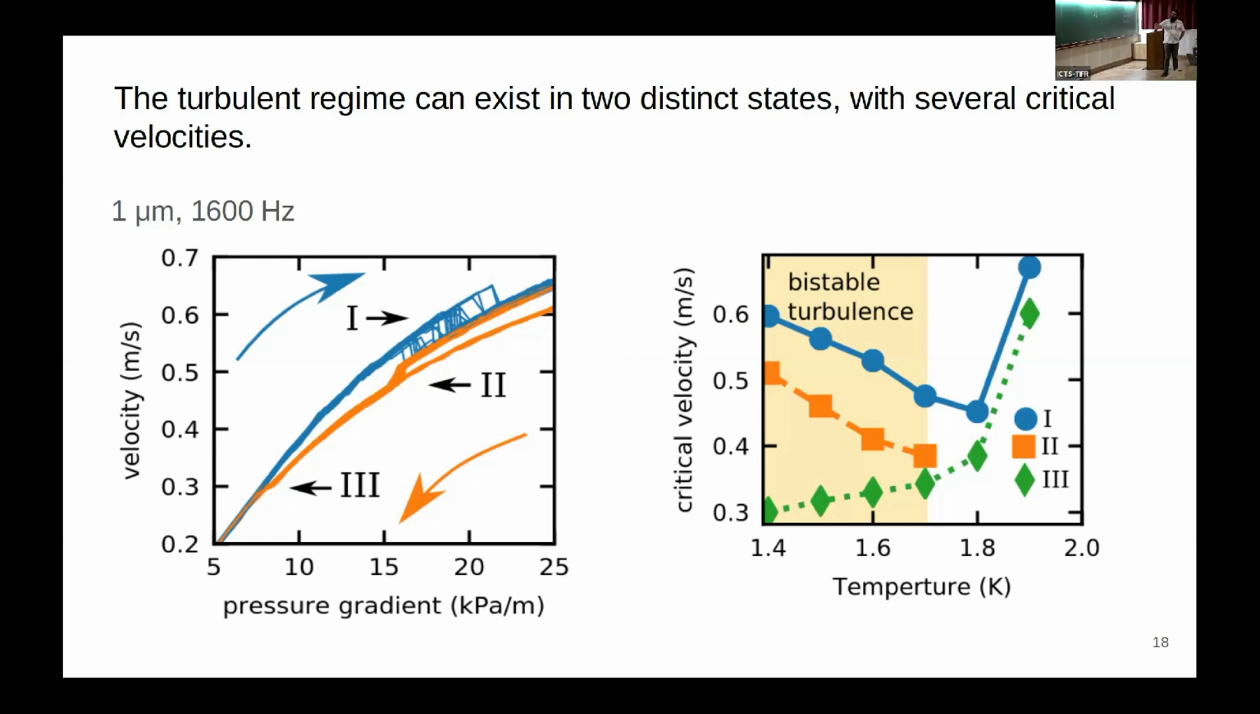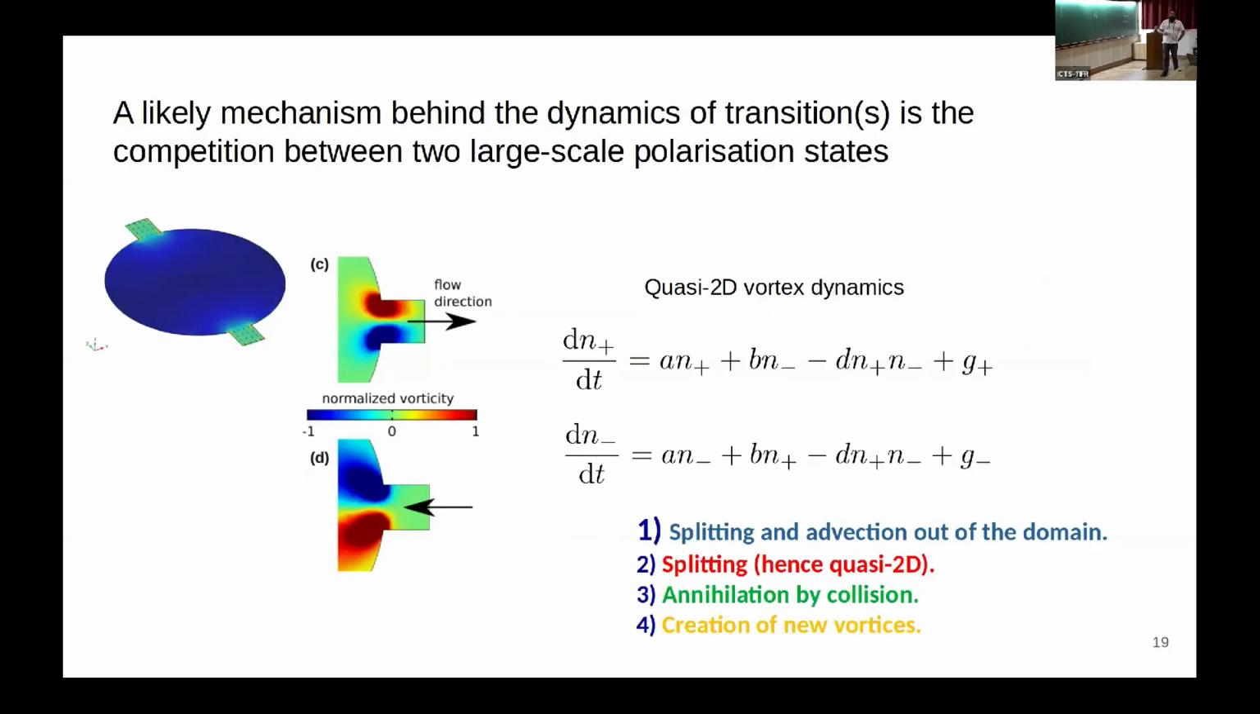And this is what the critical velocities as a function of temperature look like. This second one appears only for sufficiently small large-scale friction. Now, this kind of behavior can be explained by a dynamical system, where we use population dynamics, a very simple predator-prey model, where a certain population of vortices, which is positive or negative, can be created either by splitting of the positive or the negative, by pair annihilation, and by external addition.